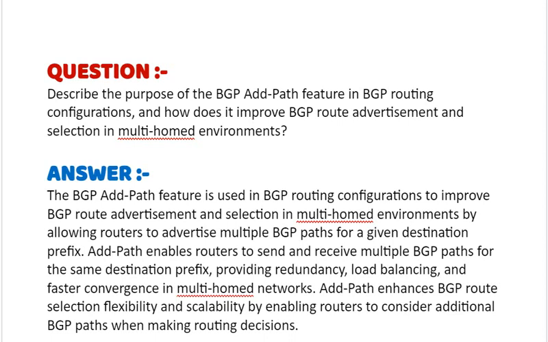Add path enables routers to send and receive multiple BGP paths for the same destination prefix, providing redundancy, load balancing, and faster convergence in multi-homed networks. Add path enhances BGP route selection, flexibility, and scalability by enabling routers to consider additional BGP paths when making routing decisions.